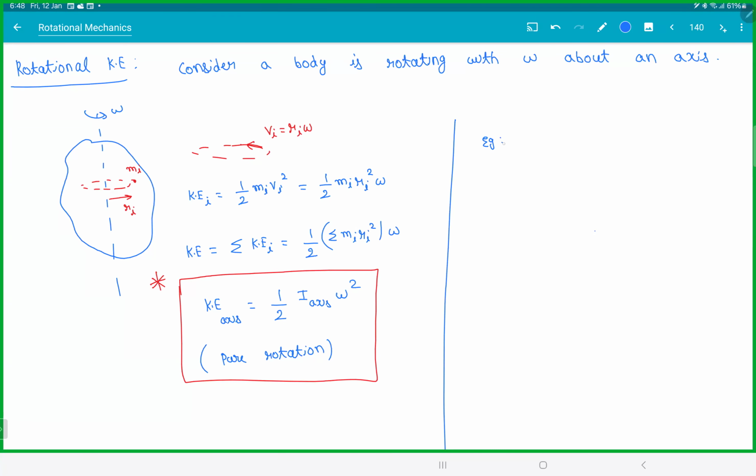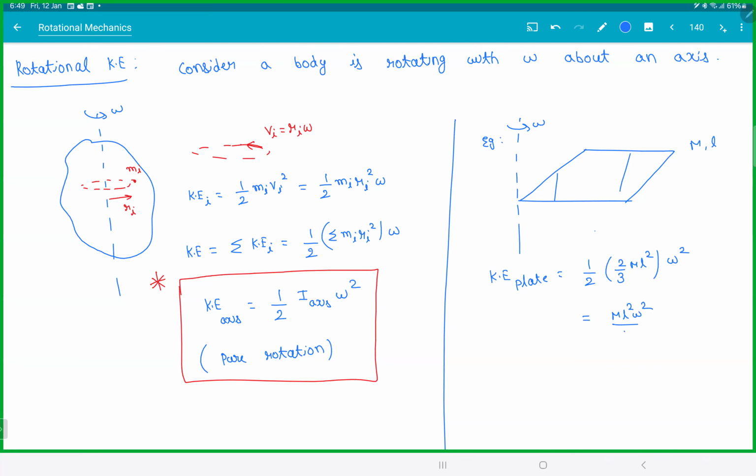Example, suppose you take a disk, and it is rotating about the edge with omega, mass m and length L. The kinetic energy of this plate will be half, and the moment of inertia about the edge is 2 by 3 ml square, omega square. So ml square omega square by 3. Check it out. So that is omega square, right? In the first and second step. You're right.